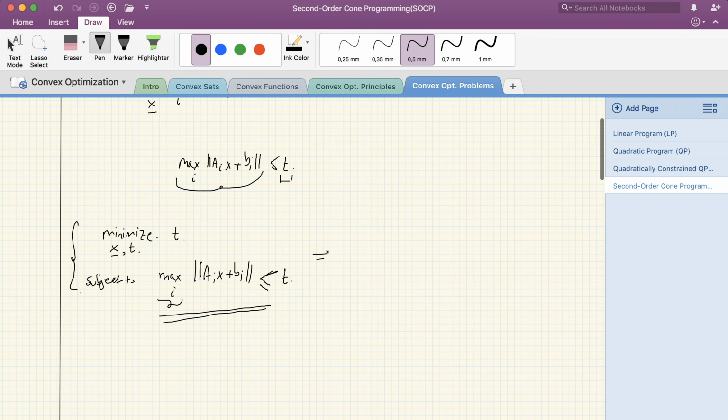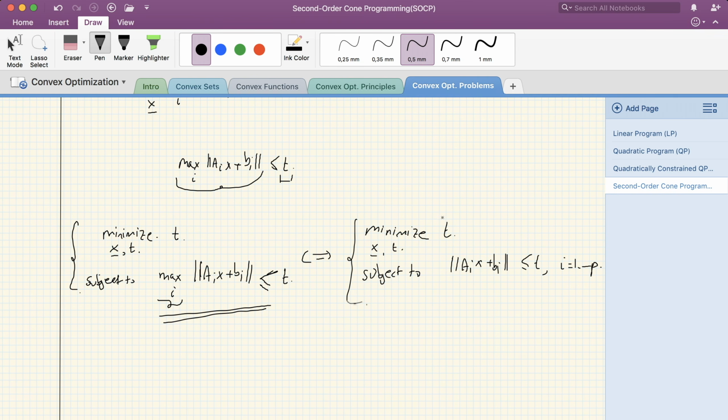So instead, you can write this subject to the same exact problem we had, but this time without the max, and now we have P such constraints. As we did before, this is linear, this is an SOC term, and this is a linear term, and with the same steps as we did in the sum of norms, you could formulate this as an SOCP.